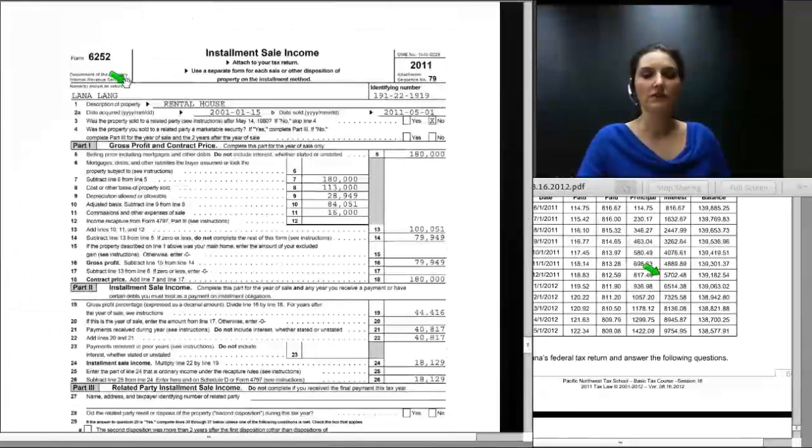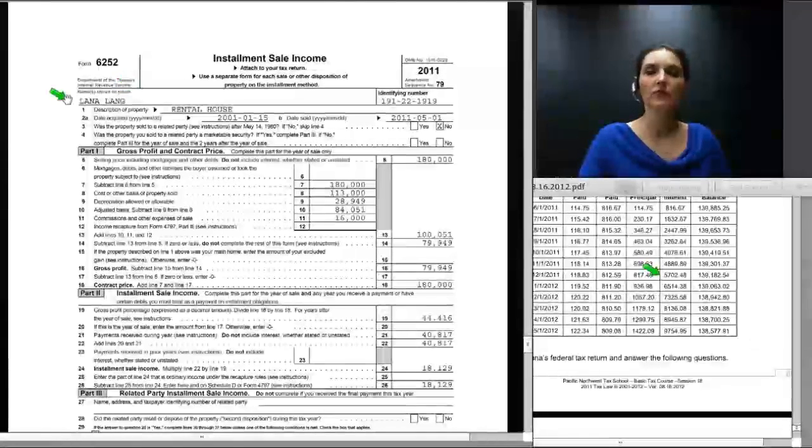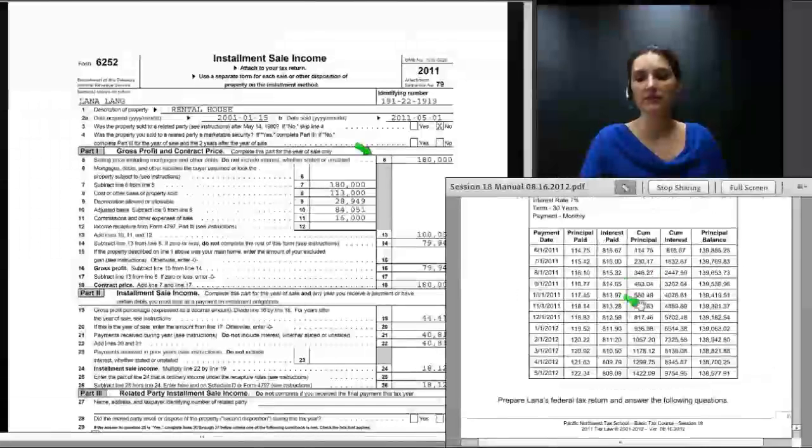On to the Form 6252. We enter the name, Lana Lang, on the 6252 form. Then a description of the property is rental property. We enter the date sold. We enter the date bought. Was this property sold to a related party? The answer is no. On line 5, we enter the sales amount of $180,000.